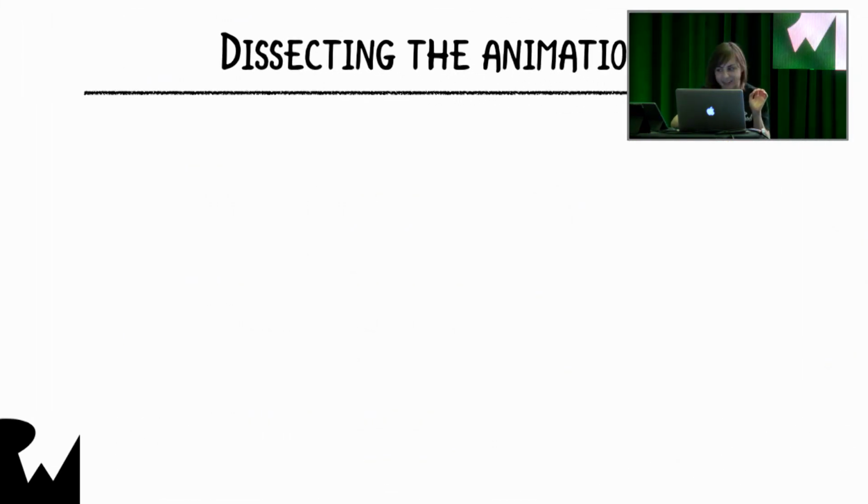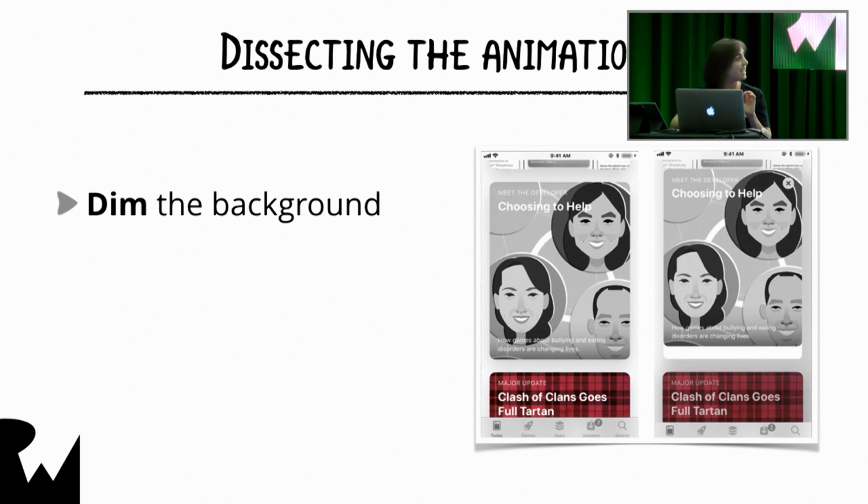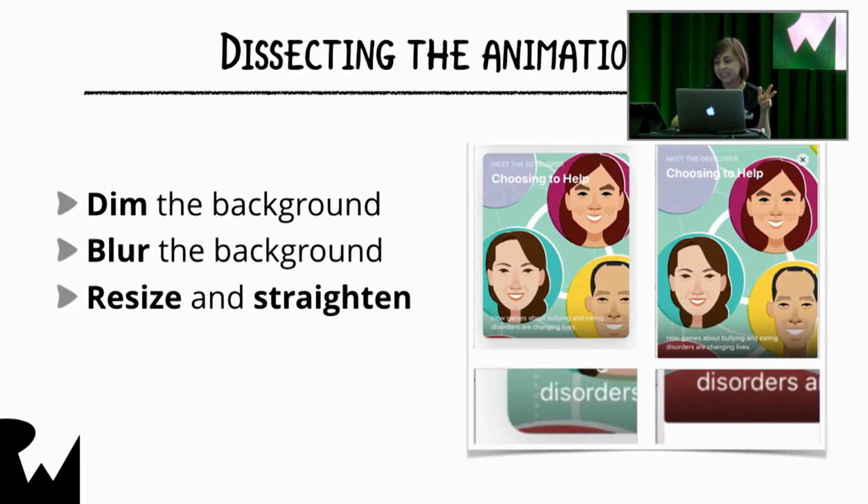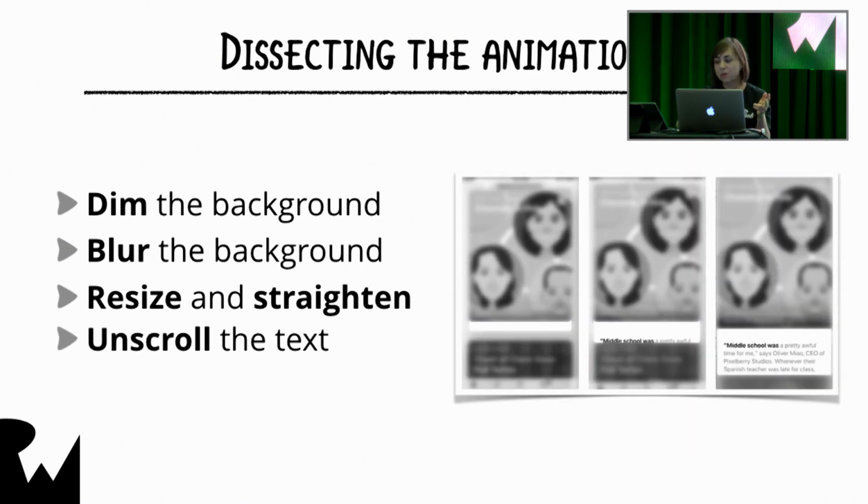So breaking this down, this means that in our presentation, we have to dim the background, blur the background, resize and straighten this image, and then unscroll the text view that lives on the presented view. So easy.